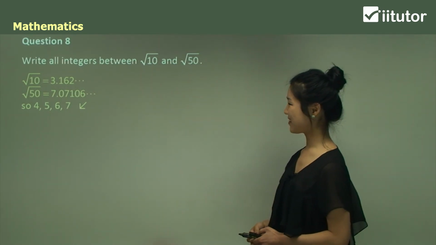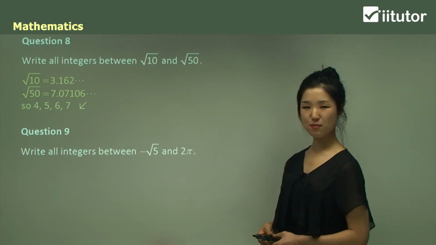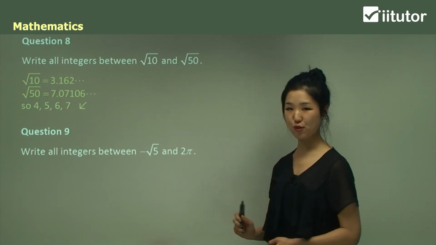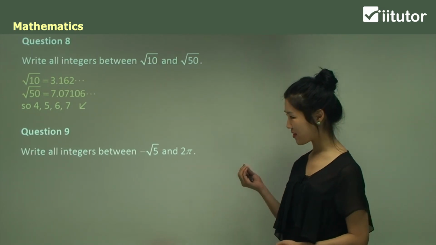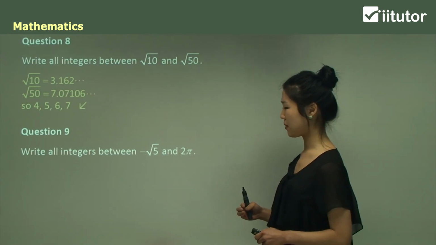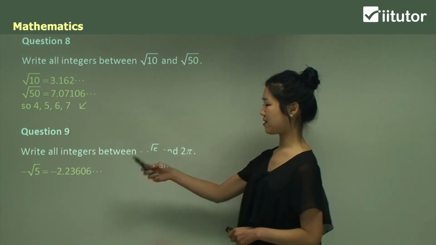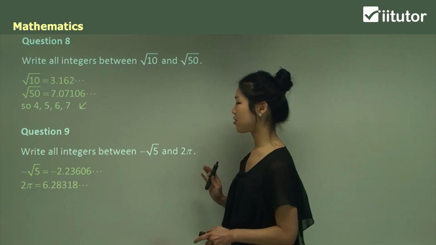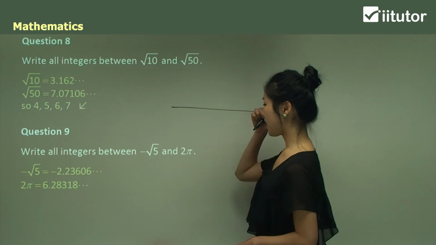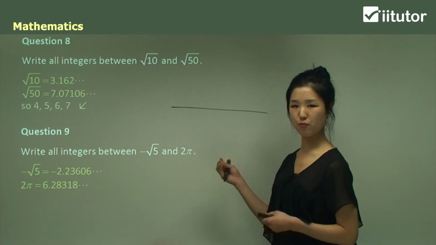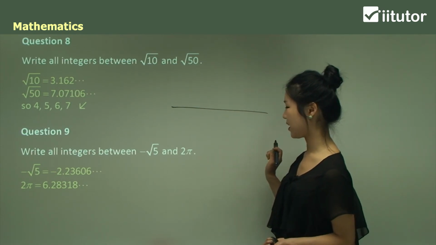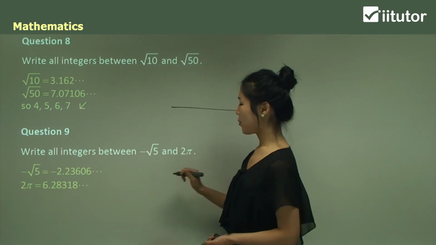Alright, so that was 8. Number 9, similar question. Again, we want to find the integers between negative root 5 and 2 pi. Again, just calculate it, guys, so I can see what those numbers are. If you put it in a decimal, it's really easy to determine it. So, negative root 5 is negative 2.2. And 2 pi is 6.28, isn't it? Again, draw yourself a little number line. I'm just doing this for those who can see it better with the number line, like me. I always find it better to see with the number line. Now, negative 2.2 and 6.28.